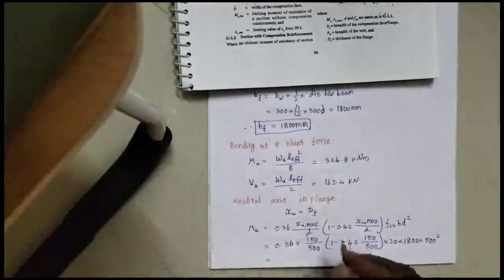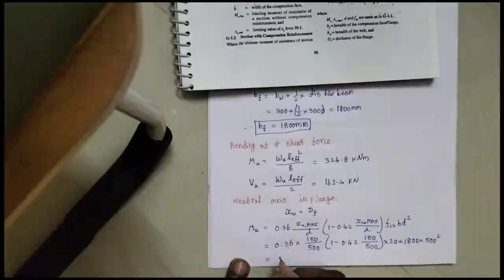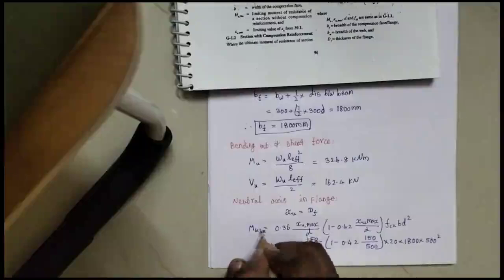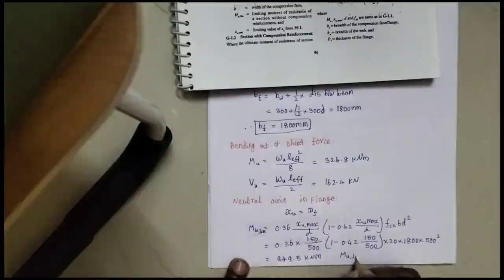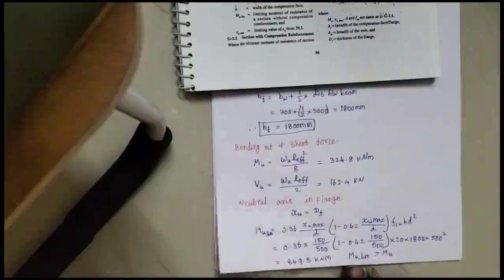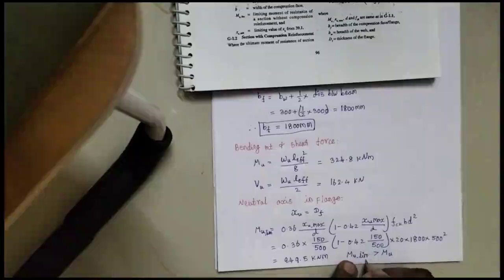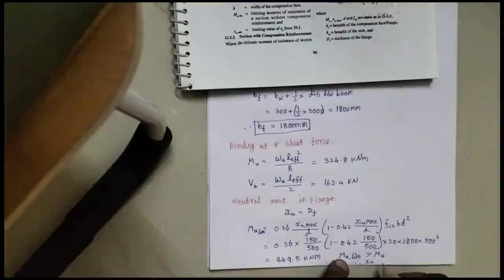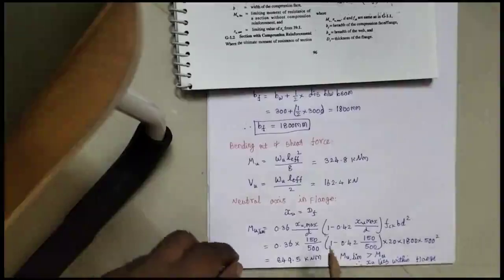If you solve it, the limiting moment I am getting is 849.5 kilonewton meter. This MU limit is greater than the MU which we have calculated. If you arrive at this condition, then we can state that the XU, that is the neutral axis, lies within the flange.